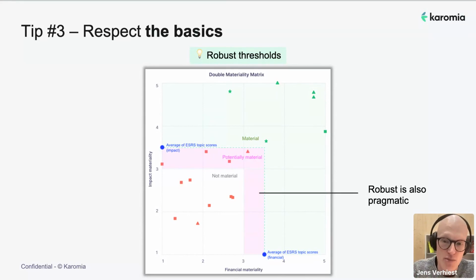And then everything which is below 3, we consider not to be material. So applying this logic of absolute thresholds and potentially material topics is helping us get a pragmatic outcome on the material topics for a business.